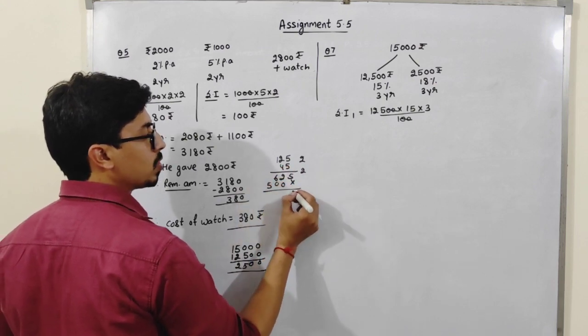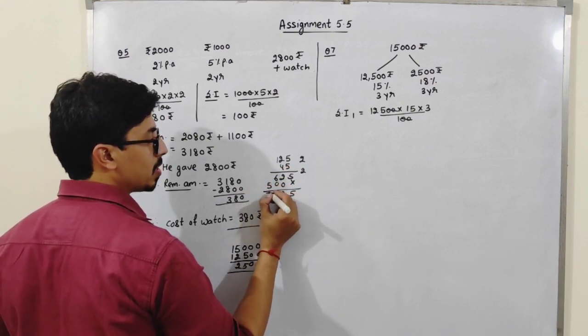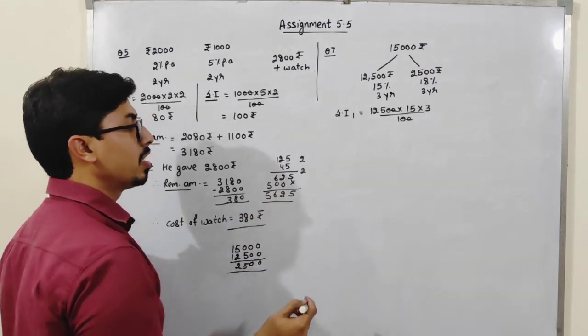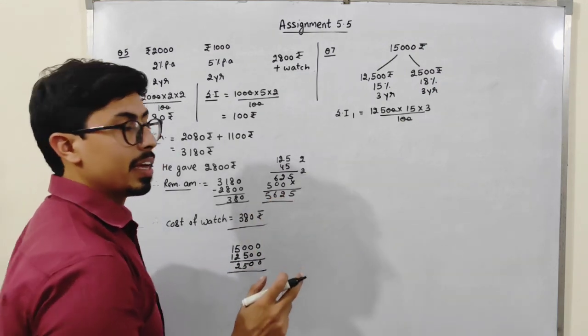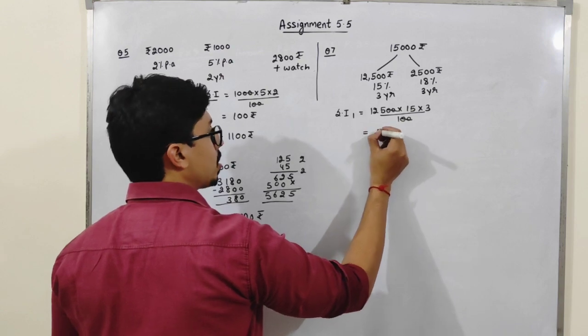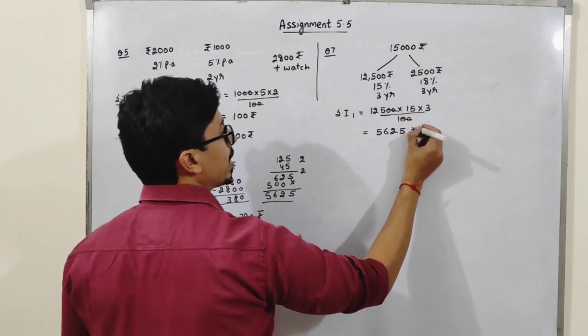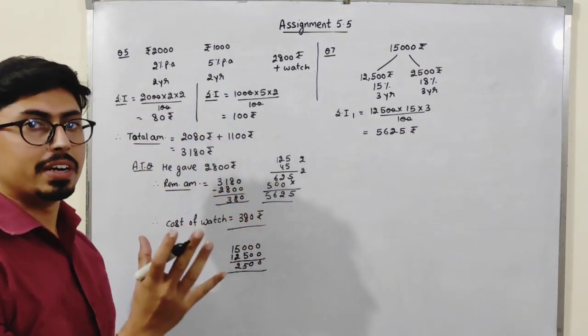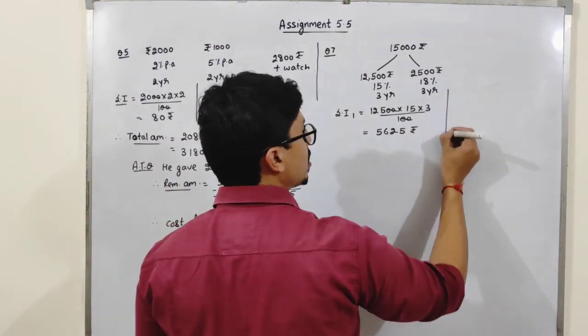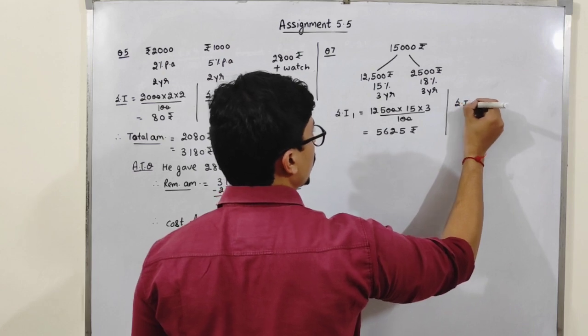This will be 500. So 5,625 rupees he gave for the interest for this particular amount. But students, I have to find out the total simple interest. So I will find out the simple interest for the second case also.